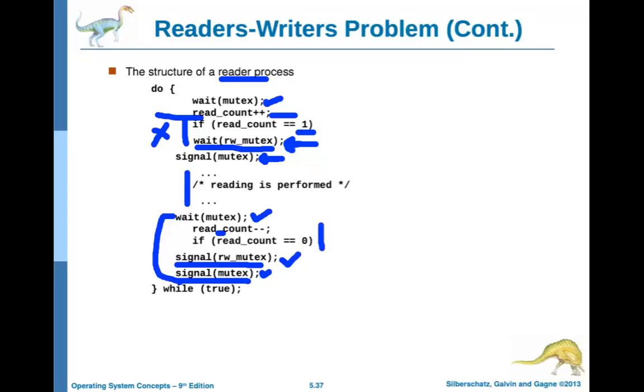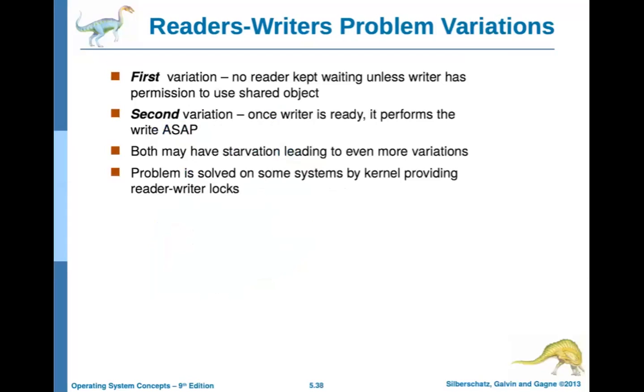One of the problems with this approach is that readers are definitely getting more privilege. Why? Because if somebody is already reading, other readers will be directly given access to that, and only the last reader will release the lock so that writers will continue writing. So definitely here the writer may result in some sort of starvation. Okay.